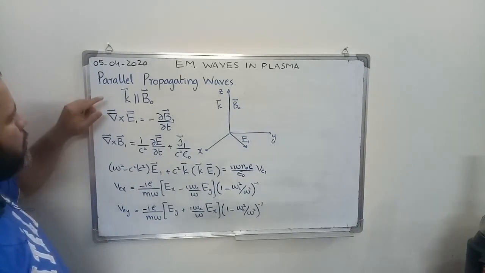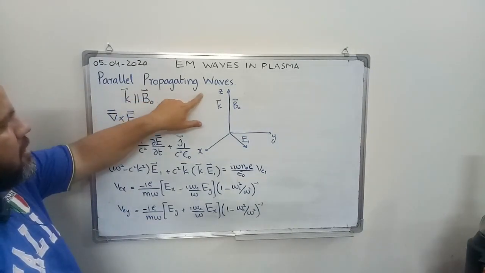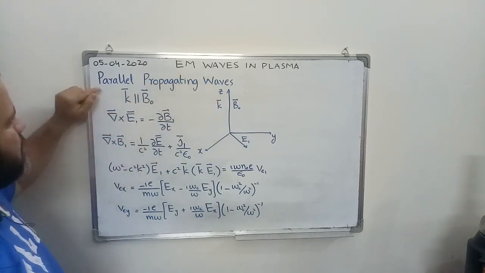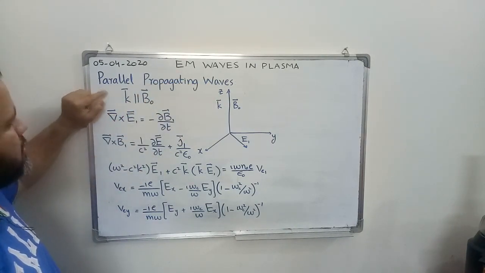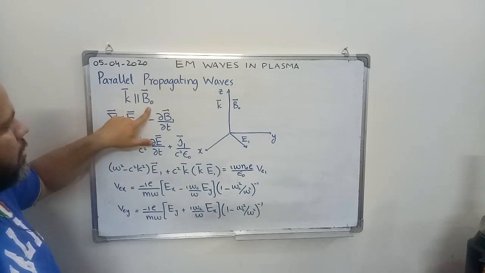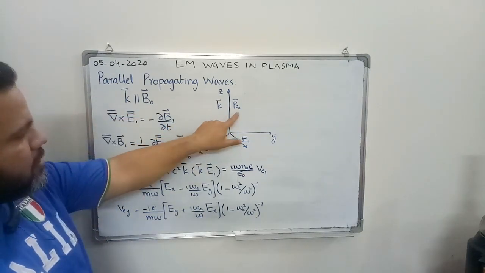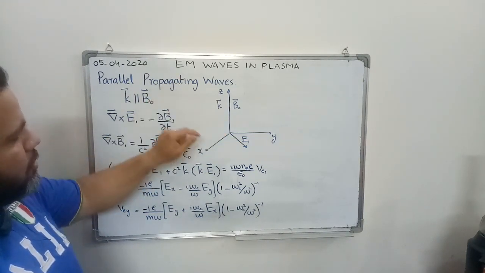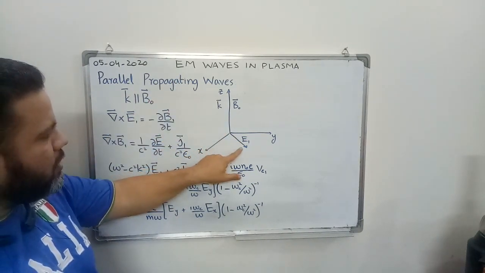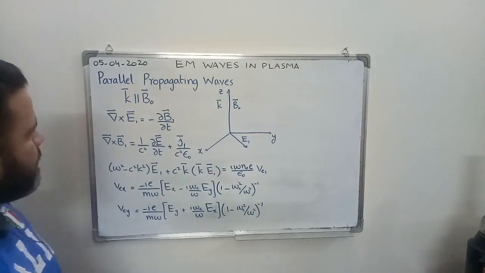Now we are going to talk about parallel propagating waves. These are again the electromagnetic waves in plasma. But for parallel propagation, we mean k is parallel to B naught. So we are going to consider this geometry that k is along B naught, and to satisfy the electromagnetic wave condition, we have E1 perpendicular to k.